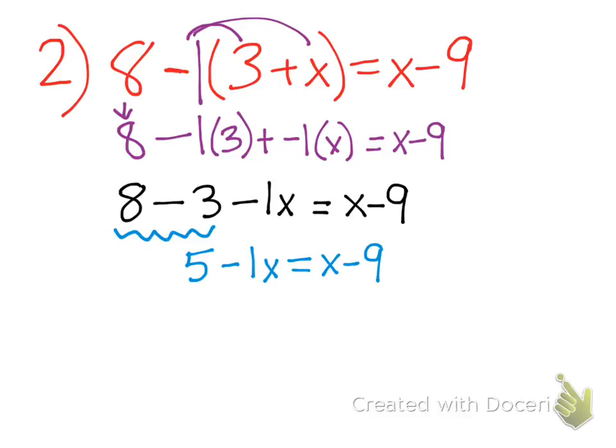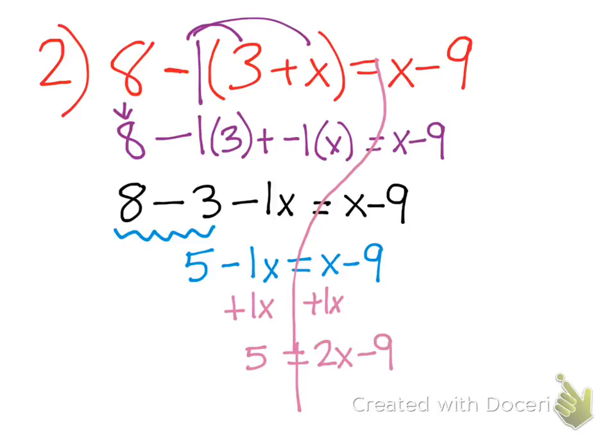Now we can get our x's together. How am I going to get these x's together? Sorry, my line of equality is sort of all messed up. Yeah, the easiest way to do it would be to add 1x to both sides. So you're left with 5 equals 1x plus 1x is 2x minus 9. And then you add the 9. 14 equals 2x.